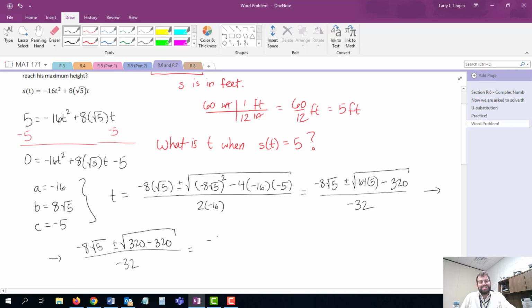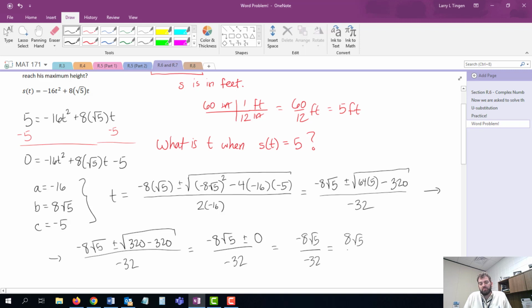Well, in this case, there's nothing over there. 320 minus 320 is 0. Square root of 0 is 0. So all I have is negative 8 times the square root of 5 over negative 32 plus or minus 0. Add 0, subtract 0, nothing changes. So instead of having 2 answers, I only have 1. Negative divided by negative is a positive. Let's write that step out. All right, the plus minus 0 just goes away because there's nothing to do.